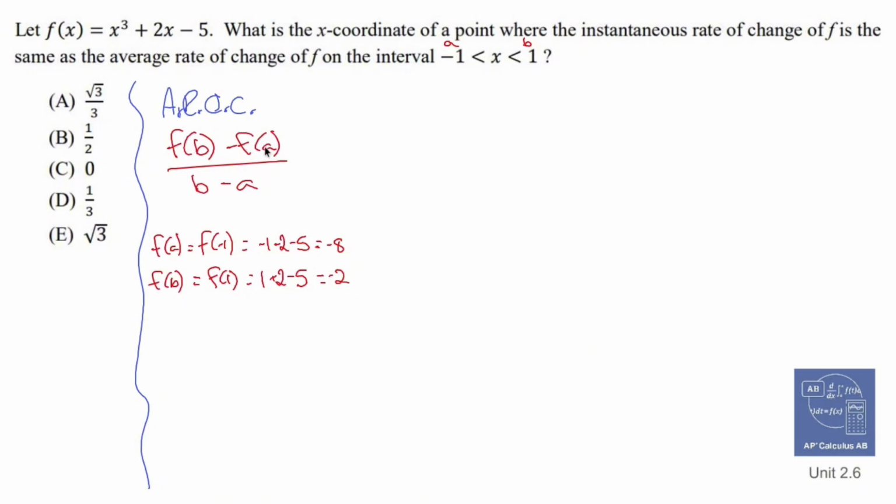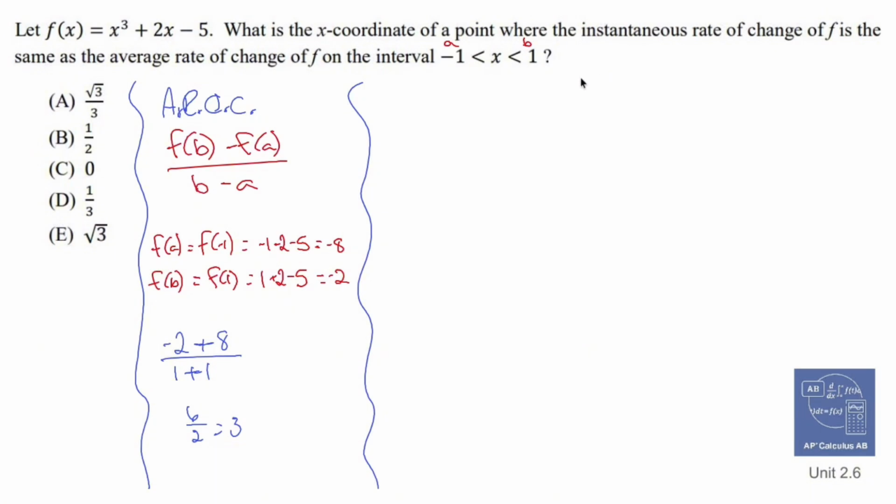So f of b minus f of a is going to be negative 2 minus negative 8, over b minus a, which is 1 minus negative 1. So you become plus sign, you become plus sign. That is 6 over 2, which is 3. So the average rate of change is 3. All right. So what I need is to find the x-coordinate of a point where the instantaneous rate of change of f is 3.